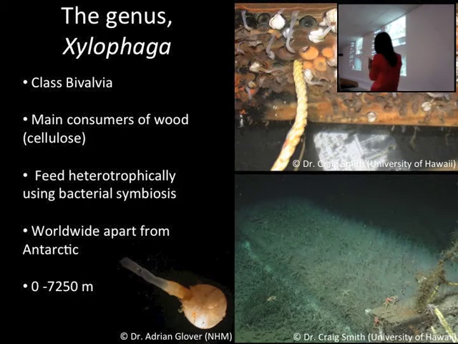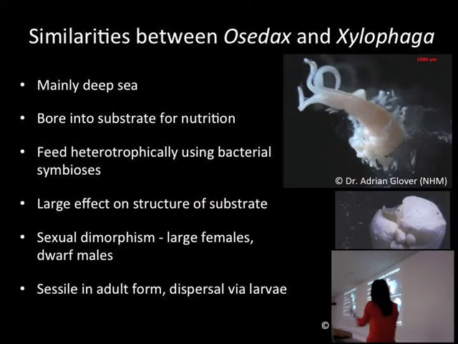These xylophaga burrow down into the wood, and in a similar way to the Osedax, they use bacteria to heterotrophically feed on the cellulose in the wood. We know that they occur worldwide, apart from the Antarctic, where there's never been a record of them. And we know that they occur from 0 to 7,000 meters depth, but again, they're mainly a deep sea species.